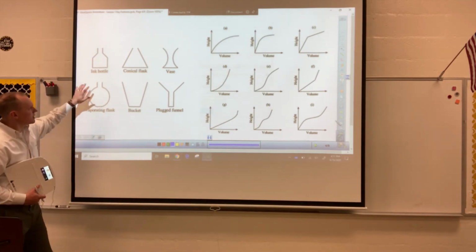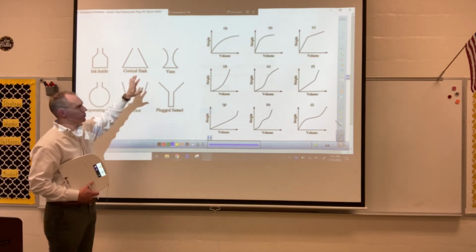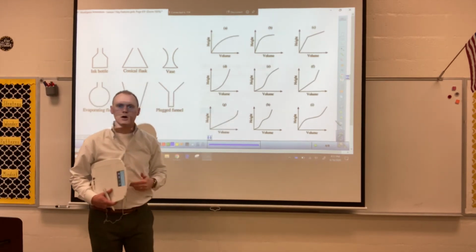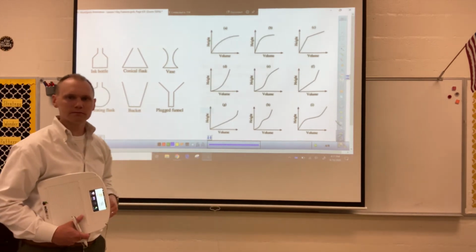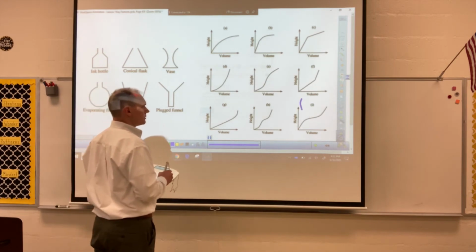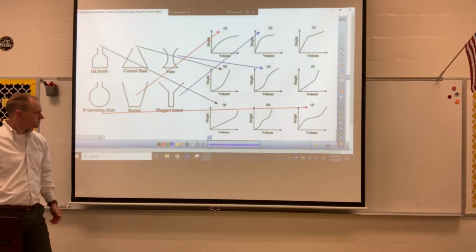So what I want you to do is just take a few moments and see if you can match up some of these containers with the graph that represents how the height is changing over time. So take a moment to do that. All right, so let's take a look at the answer and then we'll walk through each one here.